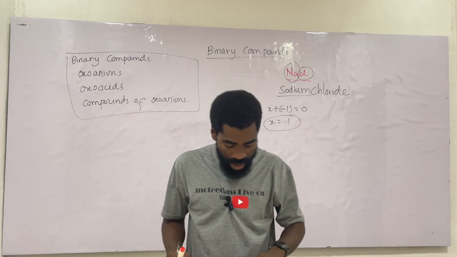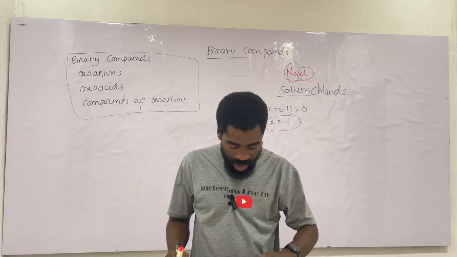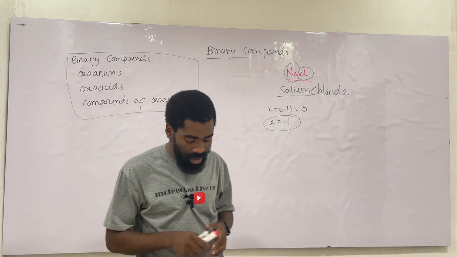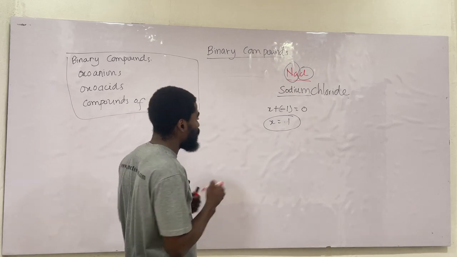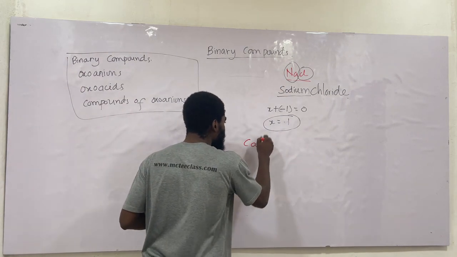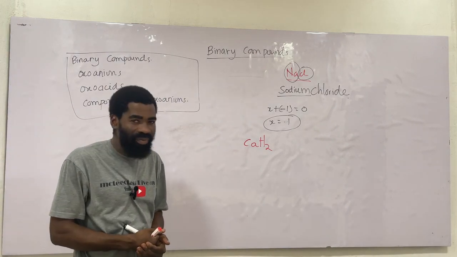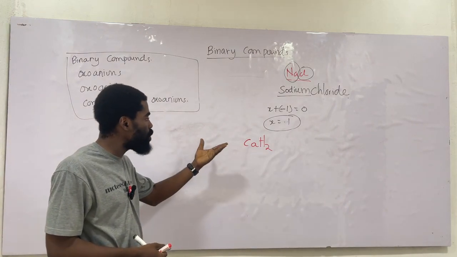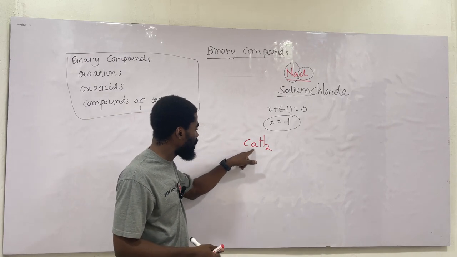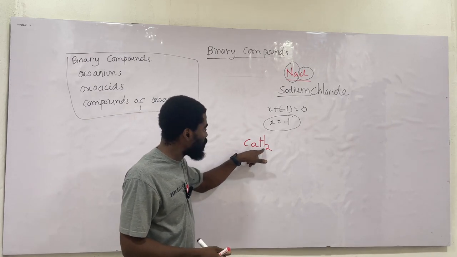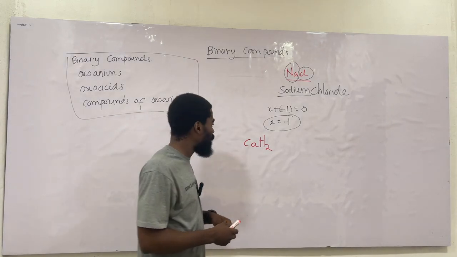Let's go through another one. Let's see how we are going to name this guy. Let's take CaH2. First of all, is this a binary compound? That's the first thing we look at. Yes, it's a binary compound. How do we know? We have calcium and hydrogen. No problem.